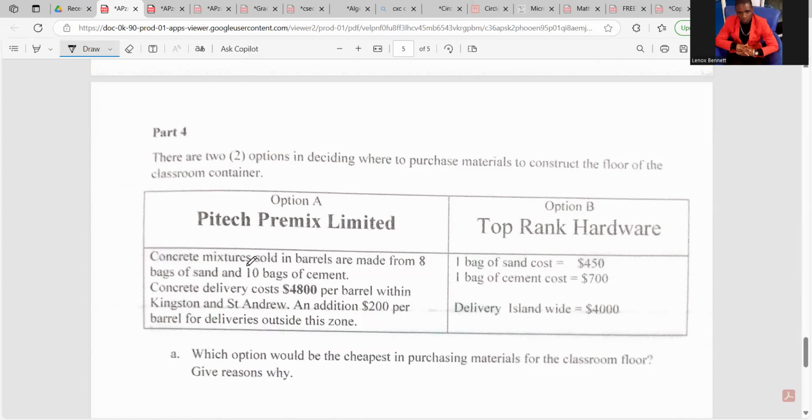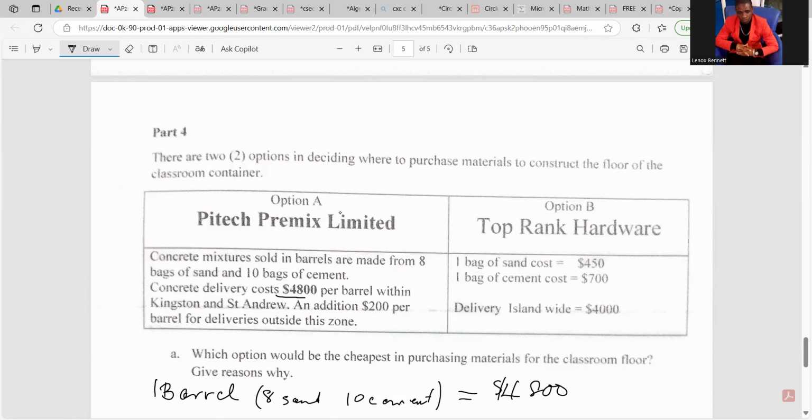Alright, so the concrete mixtures sold in barrels are made from 8 bags of sand. That's important. So it's 1 barrel. Correct, that's good, guys. Once you get the information, please ensure you have it. 1 barrel contains 8 sand, 10 cement. So you put a little summary right in there, right? Alright, the concrete delivery costs 4,800 per barrel.